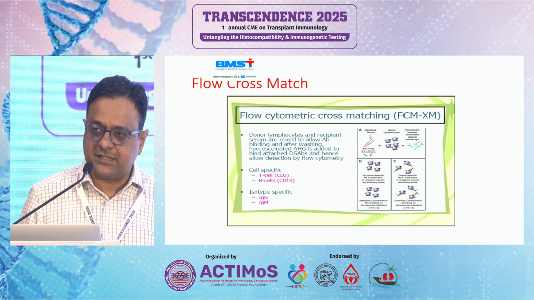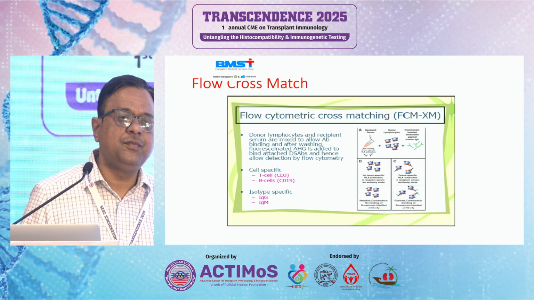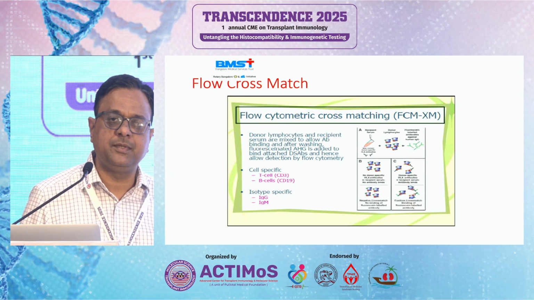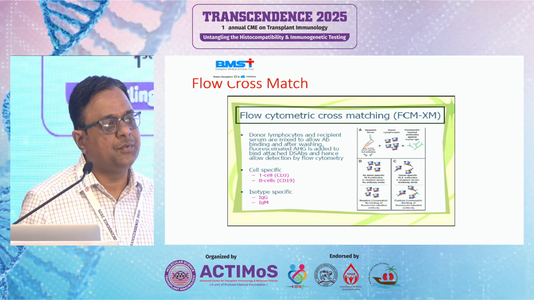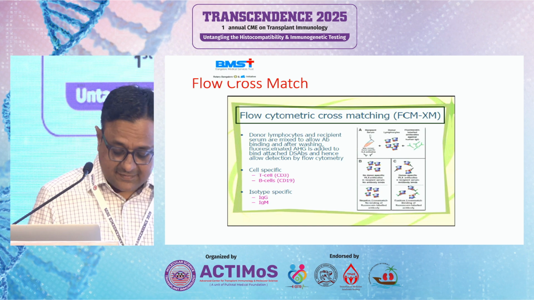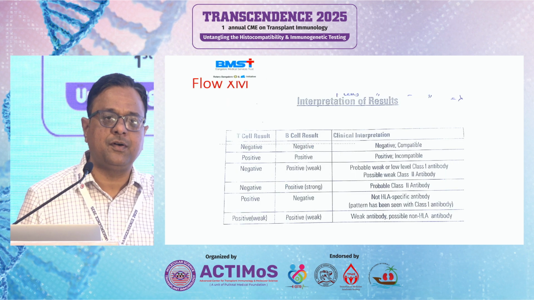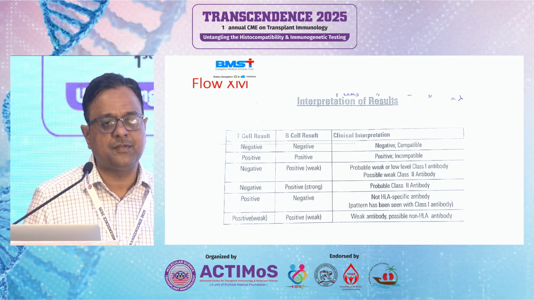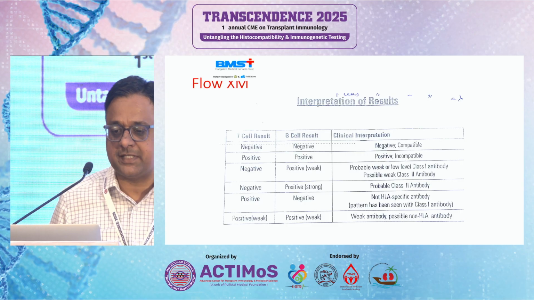Another cross match which is very commonly done in all the HLA labs nowadays is the flow cytometric cross match, or flow cytometry based cross match. Anil sir will be talking in detail about flow cross match, where we have T and B cell serological separation, and see whether both the T cell and B cell come positive or only the B cell comes positive. If both T and B cell are negative, we say the cross match is negative.